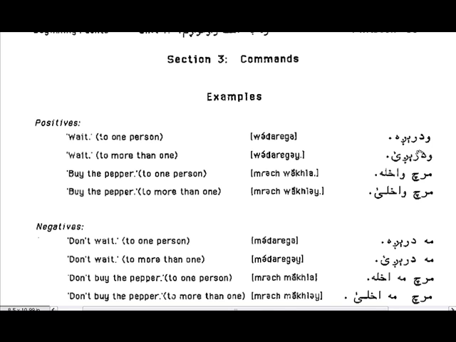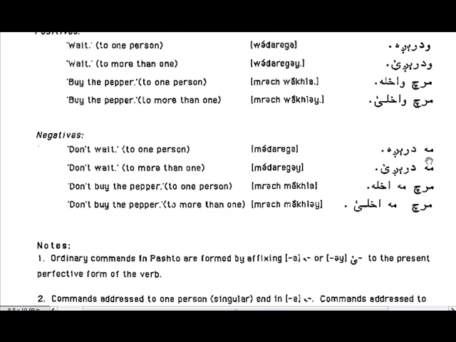Commands in Pashto. Wudarega means wait. Wudarege means wait, to more than one person. This little line here indicates plurality. Murch wachla means buy the pepper. Murch wachli means buy the pepper, to more than one person. Negatives. Madarega, don't wait. Madaregi, don't wait. Murch ma'akhla, don't buy the pepper. Murch ma'akhli, don't buy the pepper, to more than one person.